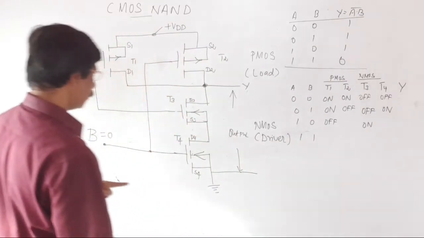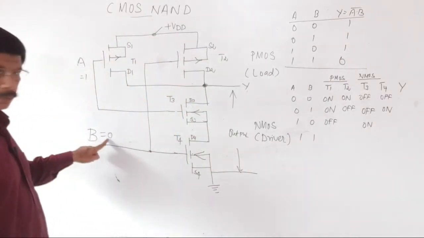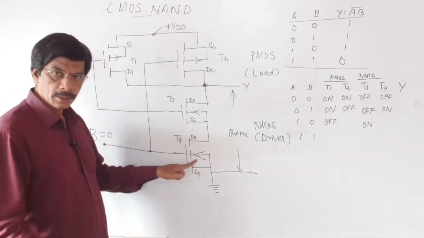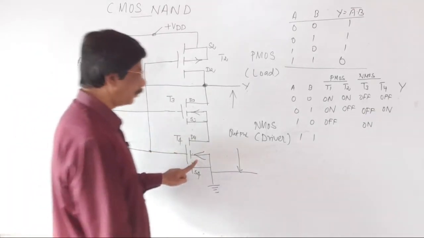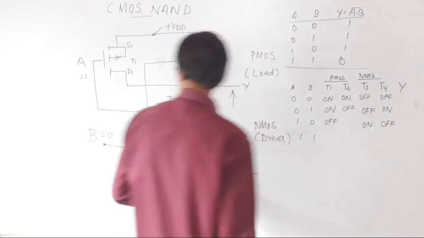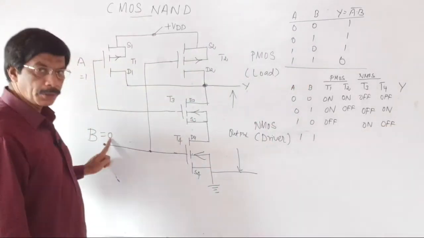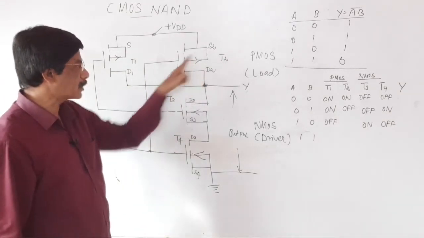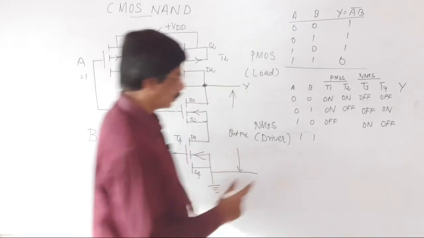What about the B signal? The B signal is 0. The 0 is connected to T4. T4 is the NMOS, so it is definitely in the off condition. The same B signal, 0, is connected to T2. T2 is PMOS, so it is switched on. T2 is on.